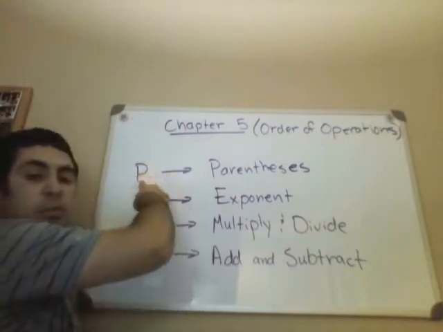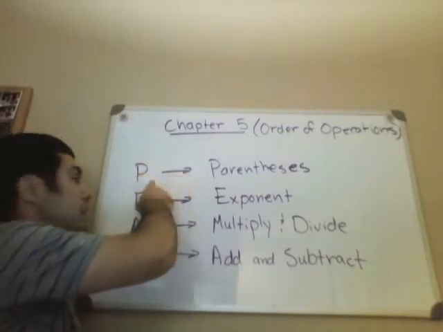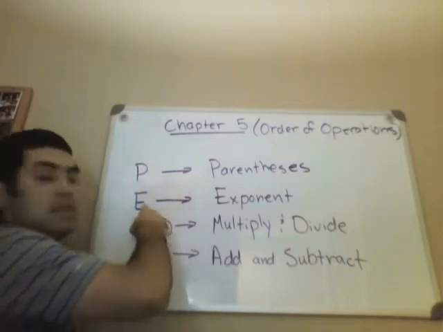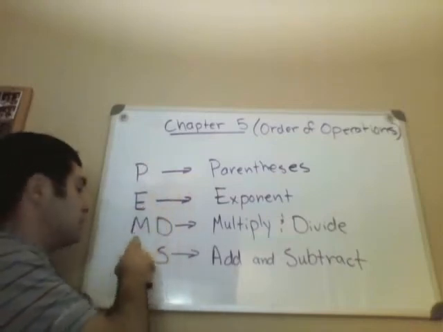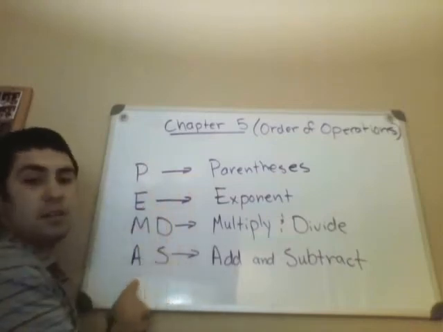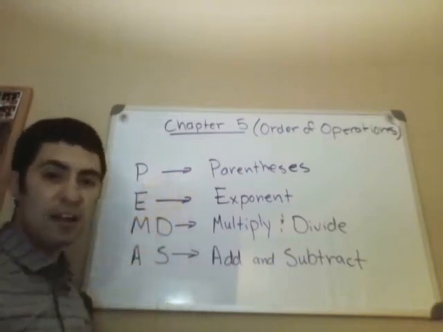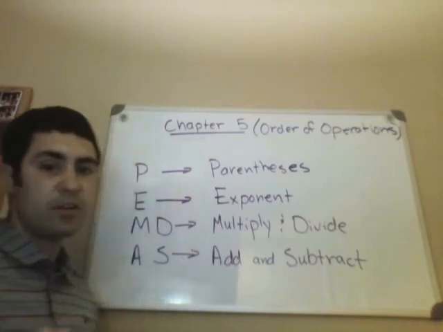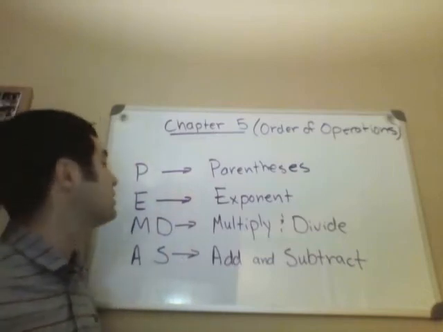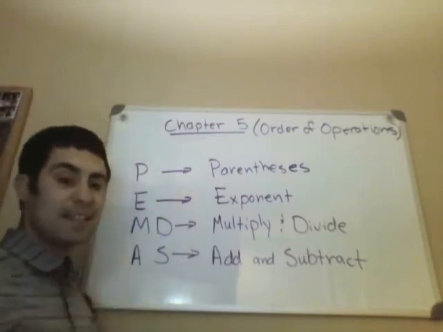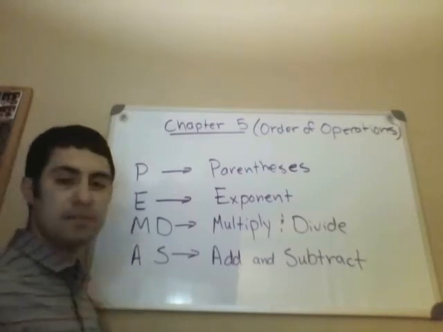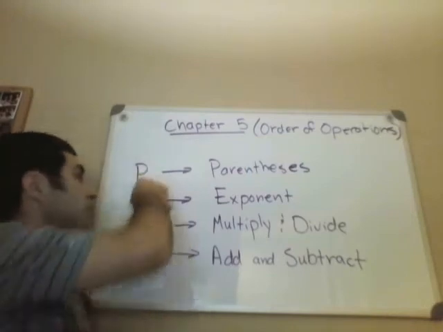P stands for parentheses, so you do please. E stands for excuse. MD stands for my dear. AS is Aunt Sally. So please excuse my dear Aunt Sally. I don't know who this Aunt Sally character is, but for some reason she needs to be excused. It's just a silly little saying, but it'll help you remember.